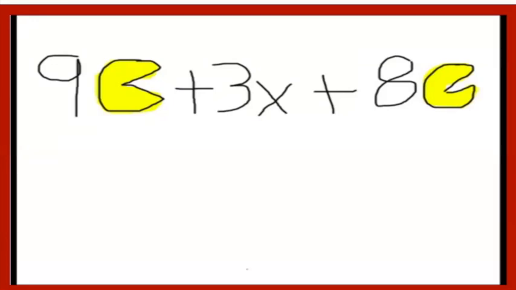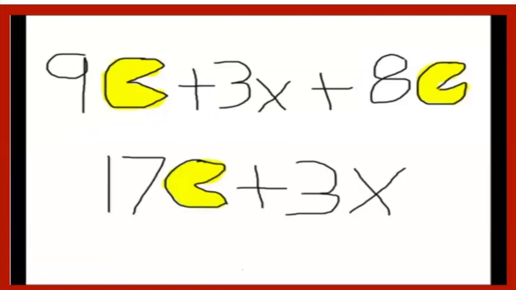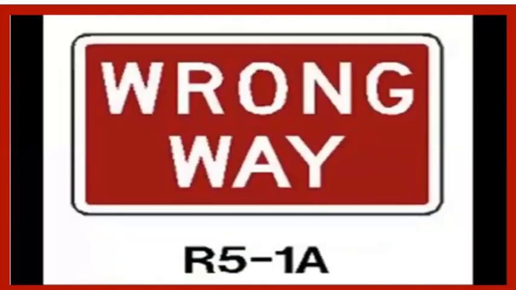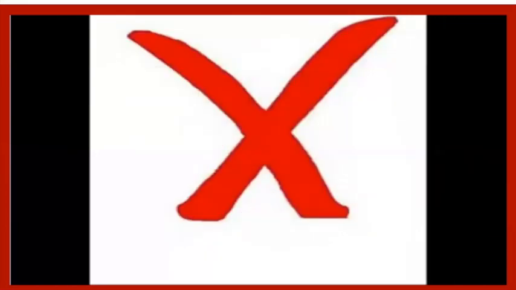9 Pac-Man plus 3X plus 8 Pac-Man more. That's 17 Pac-Man plus 3X is the answer to be sure. The Pac-Man go together, as terms they are alike. They told the 3X he could join, but then they said, psych! If you wanna add some Pac-Man to some X's, just don't do it. Your teacher will mark your paper with an X and say you blew it.